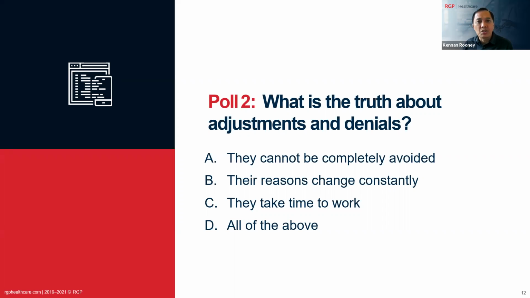Polling question 2. What is the truth about adjustments and denials? A, they cannot be completely avoided. B, their reasons change constantly. C, they take time to work. And D, all of the above.